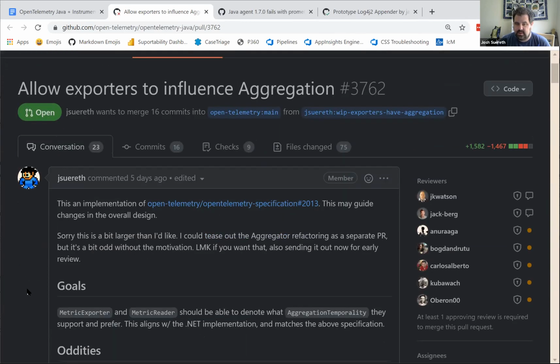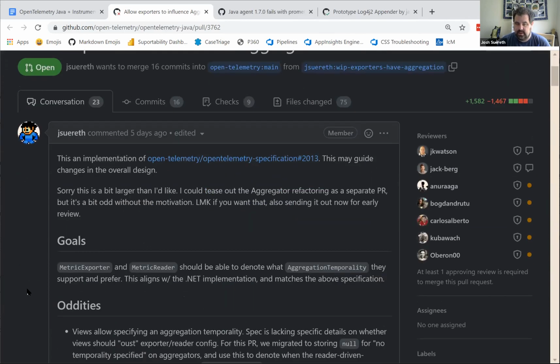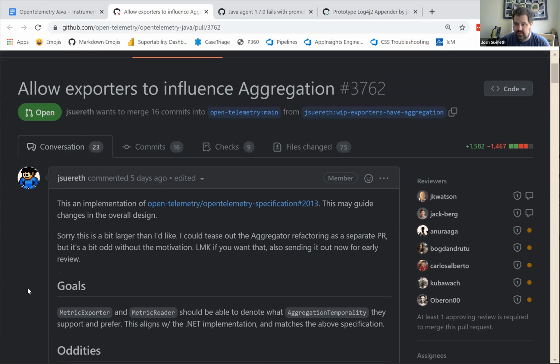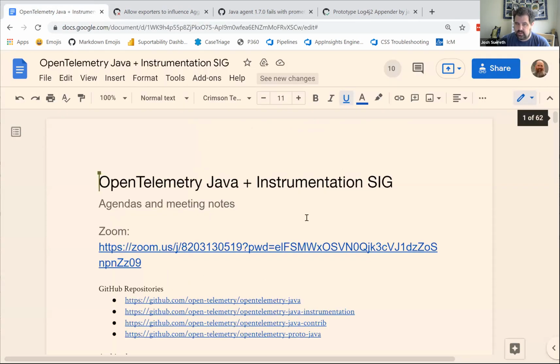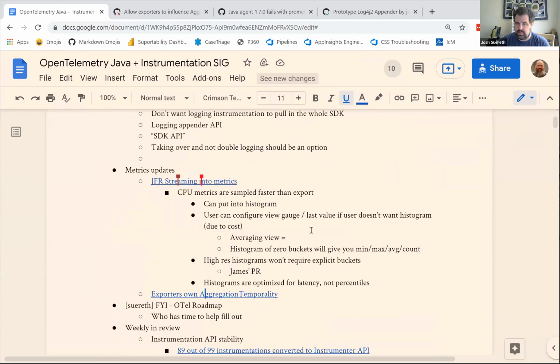The spec for this is going through, but effectively, we're shifting directions in metrics a little bit. We want exporters to be the primary owners of whether you have delta or cumulative metrics, because it's more a matter of what your backend supports than what the API should do. So this is a big shift. There's a spec PR related to it.